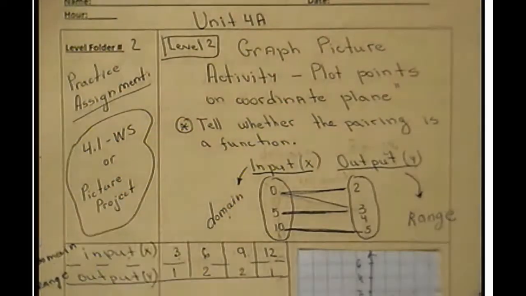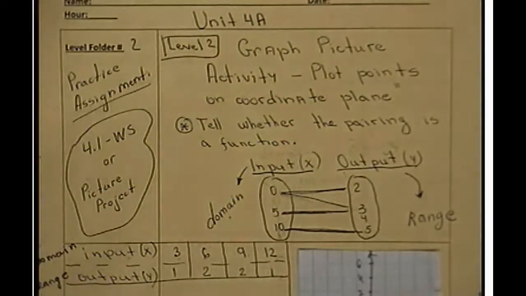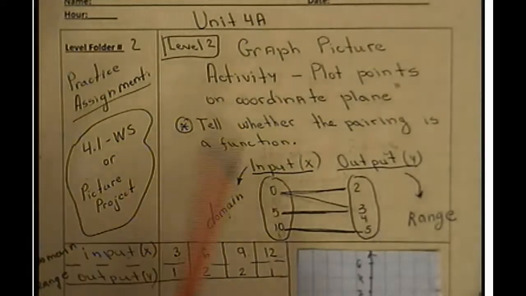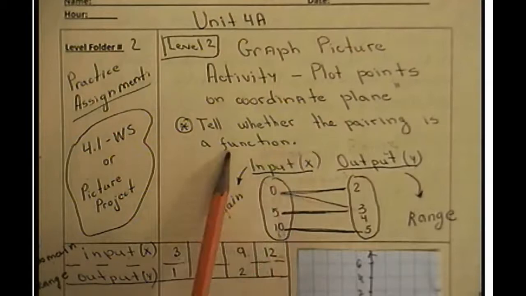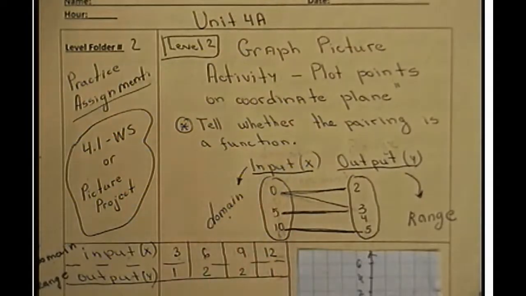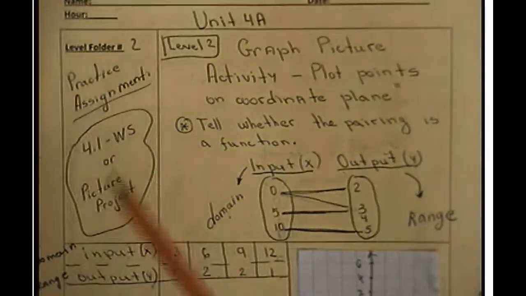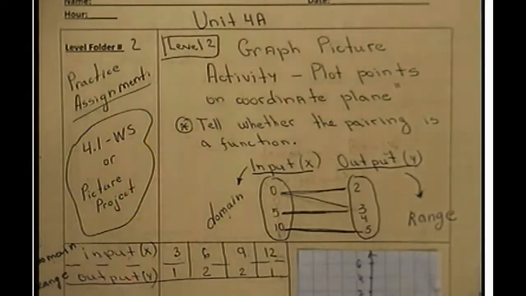So go ahead and write down the name of this lesson: Graph Picture Activity, Plot Points on Coordinate Plane, and we will be able to tell whether the pairing is a function. After we're done with the lesson, we will do some practice assignments and we'll discuss if the picture project will be the option or the 4.1 worksheet. We may have a couple choices here. That will be an in-class discussion.